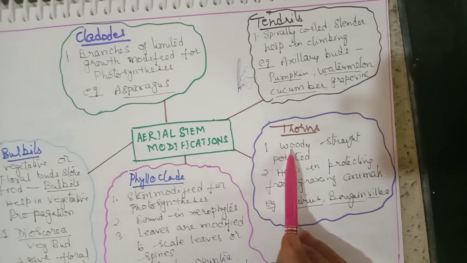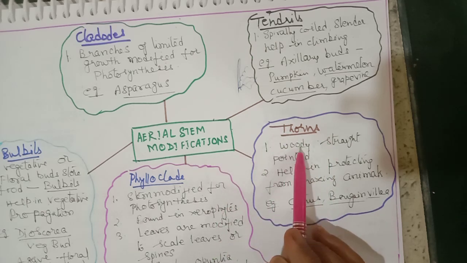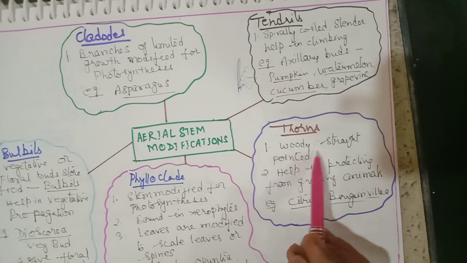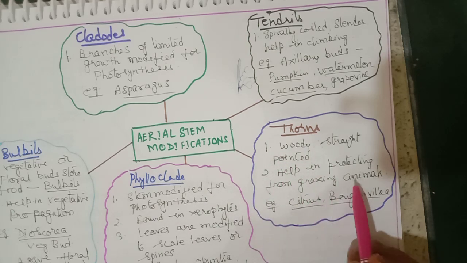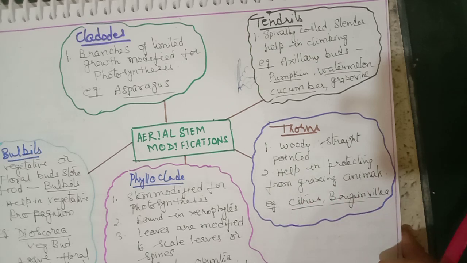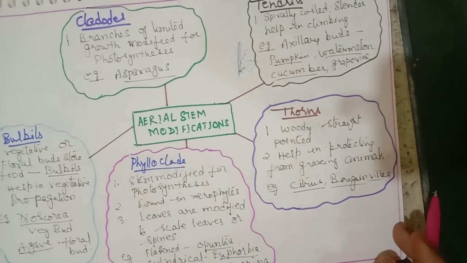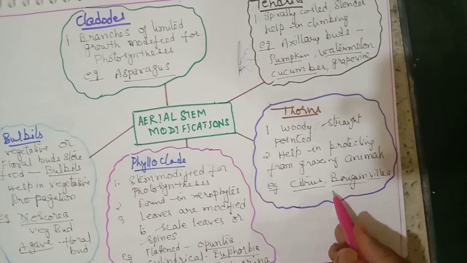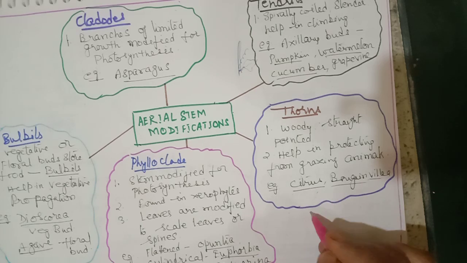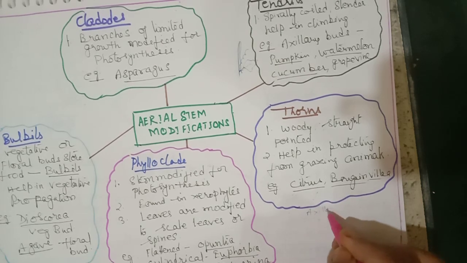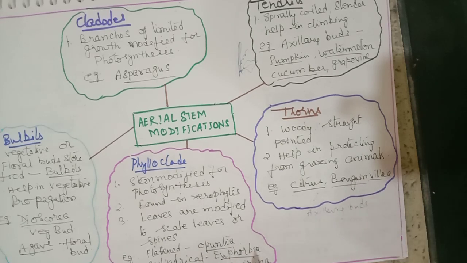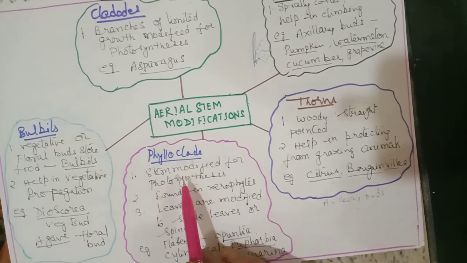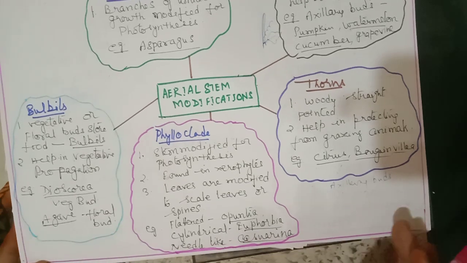Now the next type of modification is the thorns. Thorns are straight woody pointed structures. They are mainly defensive structures. They help in protecting from grazing animals. For example, in case of citrus and bougainvillea. In both citrus and bougainvillea, they are modified from axillary buds.